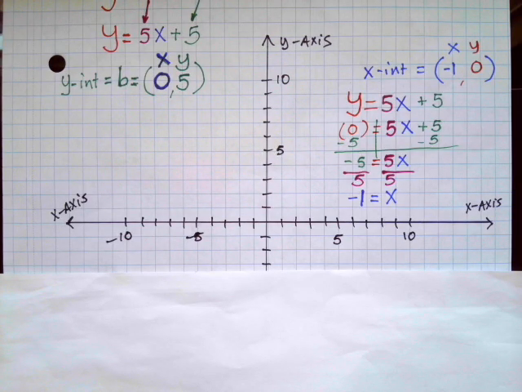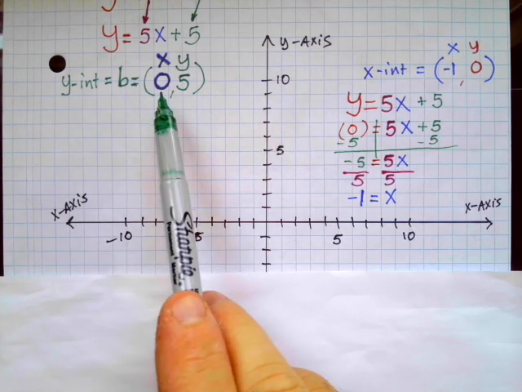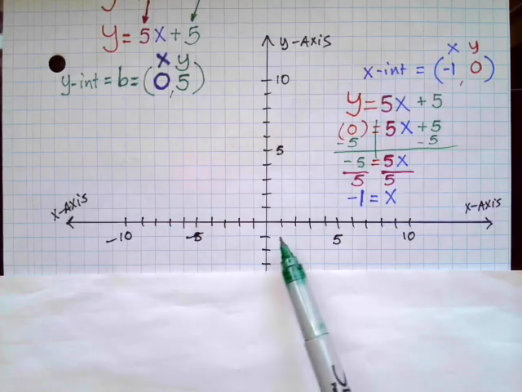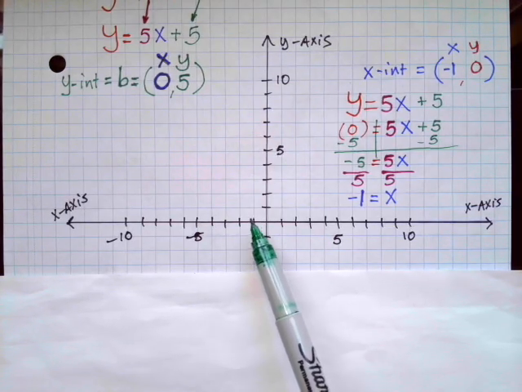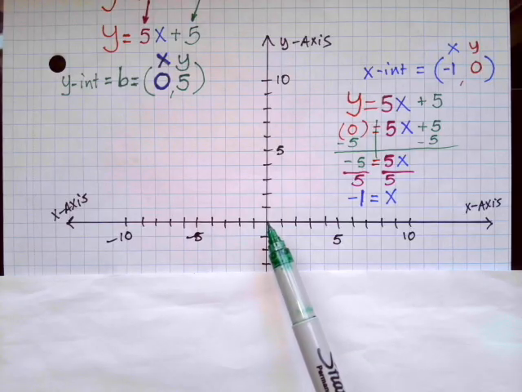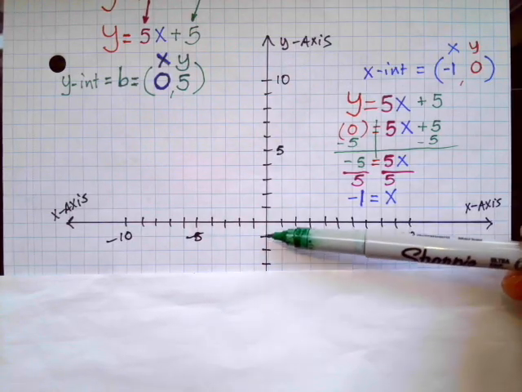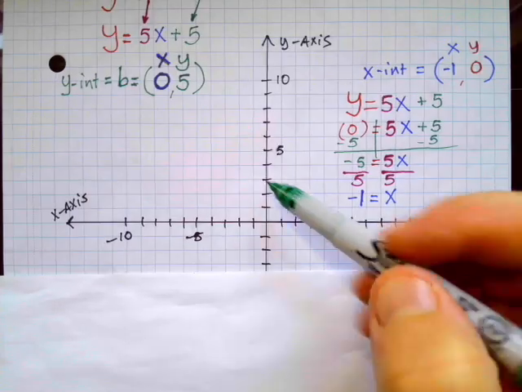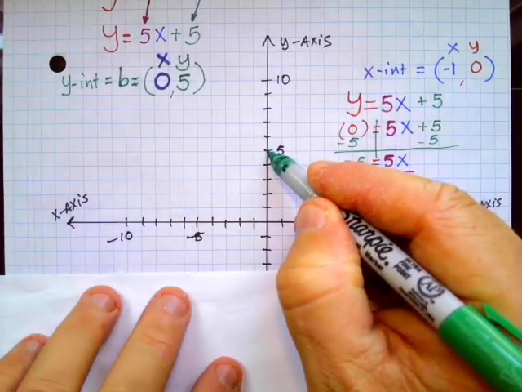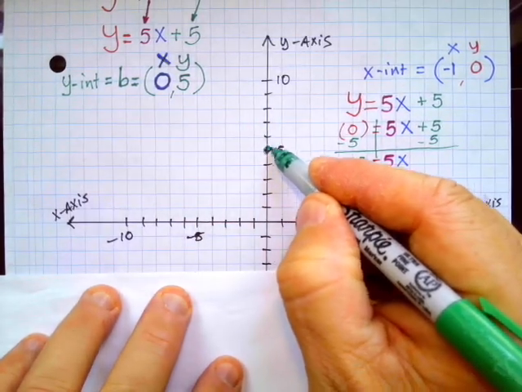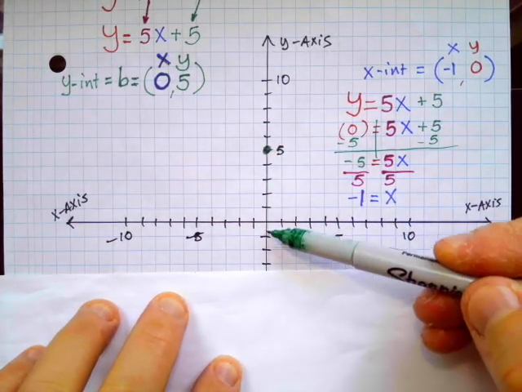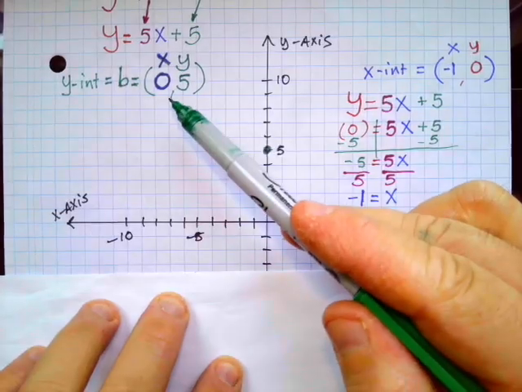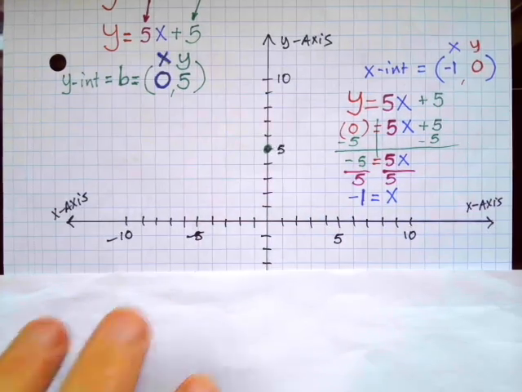I'll start with my y-intercept. So my y-intercept is at 0 for x, 5 for y. So always start at the origin, 0, 0, right at the crosshairs. And I'm going to go 0 direction on my x-axis. I'm going to go positive 1, 2, 3, 4, 5 on my y-axis. Let's see if I can do this here. There is my y-intercept at 0 for x, positive 5 for y.